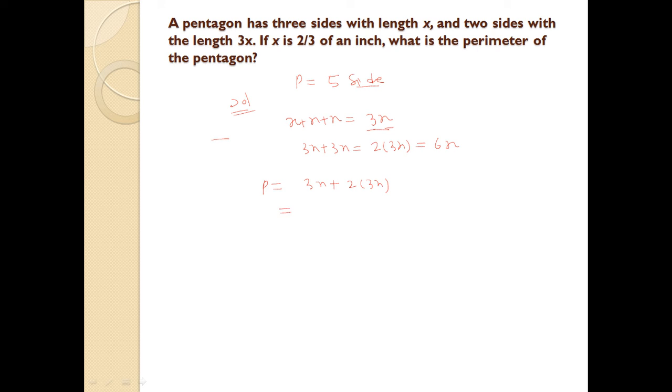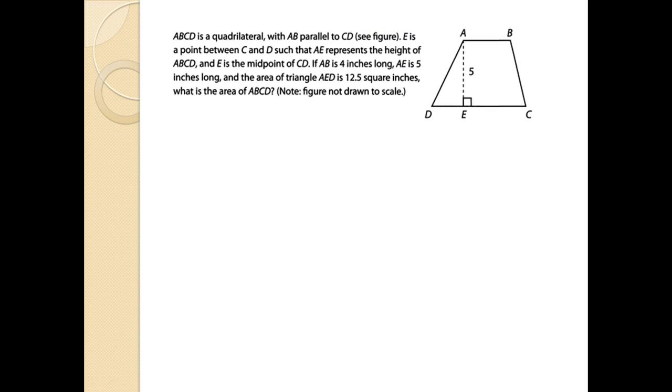The value of x given here is 2 by 3, so 3 into 2 by 3 plus 2 into 3 into the value of x, which is 2 by 3. The 3s cancel out, the 3s cancel out, and what remains is 2 plus 4, so this is 6 inches. The unit is given, so please take care of the units. This is a very basic question. Okay, let us discuss the next question.